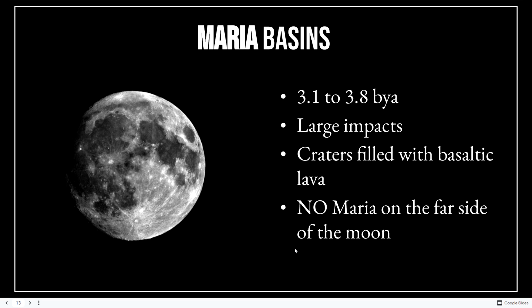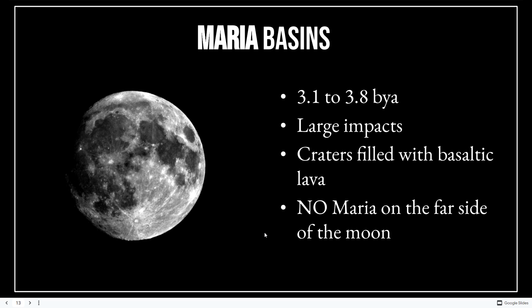The Maria basins. These are thought to have formed between 3 and 4 billion years ago. These are going to be large impacts. These craters are filled with basaltic lava. Again, it is all solid and there is no actual volcanic activity. So these were formed from larger impacts, not from surface volcanoes.